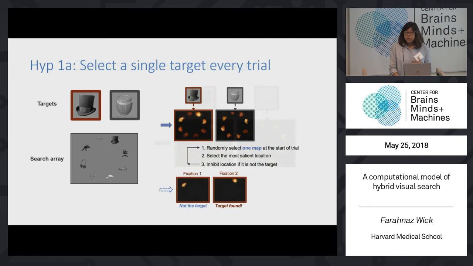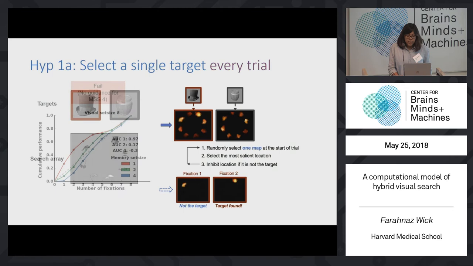One of them is a stupid strategy. That is, if you're a lazy participant, you don't want to memorize all the targets. You just randomly select, like, I'll just memorize the barrel or the hat, and select that particular priority map and look for the target. So this strategy will have a success rate of 50% with a memory set size of two. And we see that the model fails for memory set sizes two and four. The performance is near the chance line.